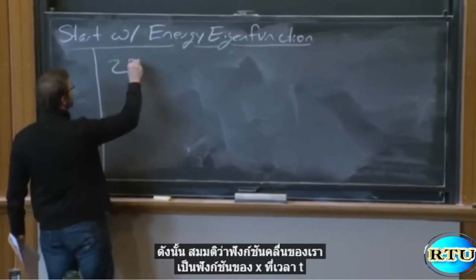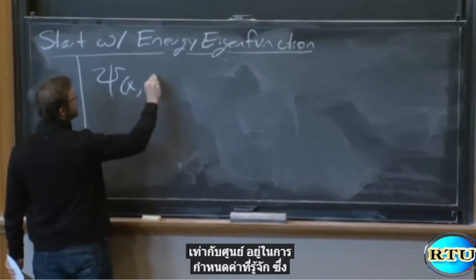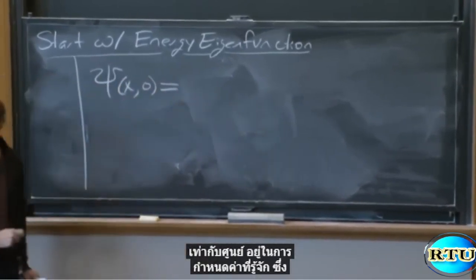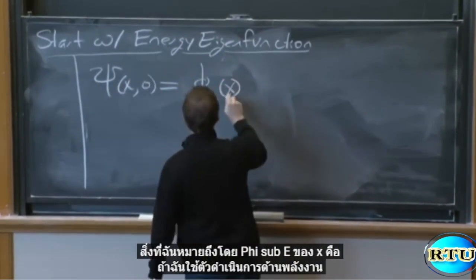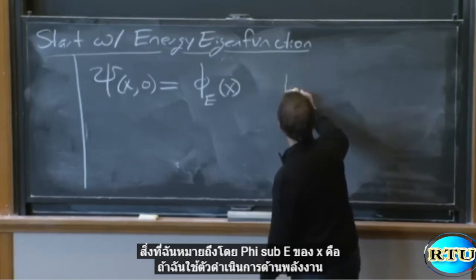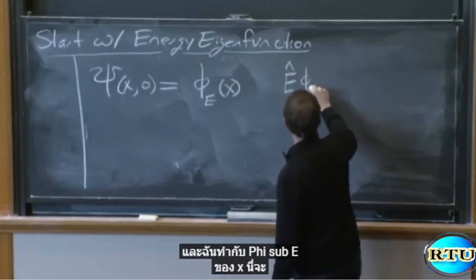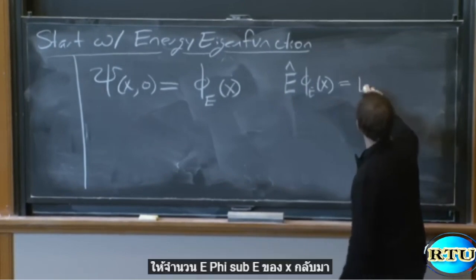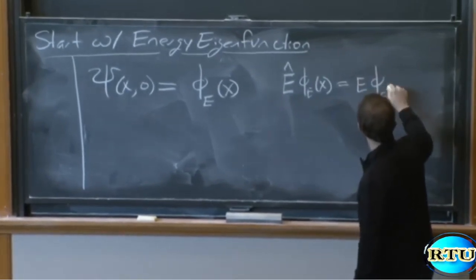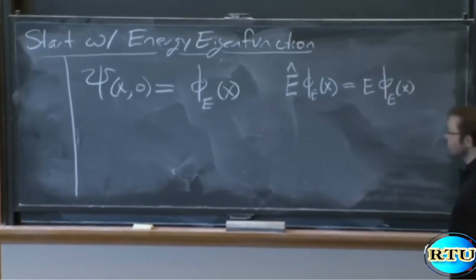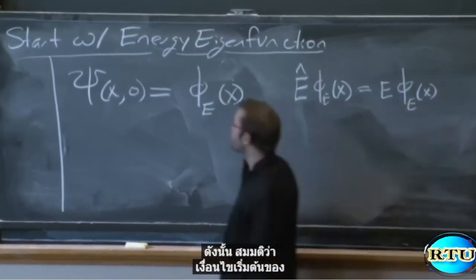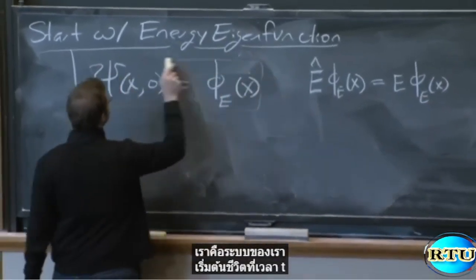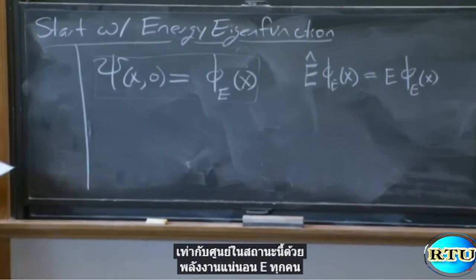Okay. So first, what happens if we have a single energy eigenfunction? So suppose our wave function, as a function of x at time t equals 0, is in a known configuration, which is an energy eigenfunction phi sub E of x. What I mean by phi sub E of x is if I take the energy operator and I act on phi sub E of x, this gives me back the number E phi sub E of x. Okay? So it's an eigenfunction of the energy operator with eigenvalue E. So suppose our initial condition is that our system began life at time t equals 0 in the state with definite energy, E. Everyone cool with that?